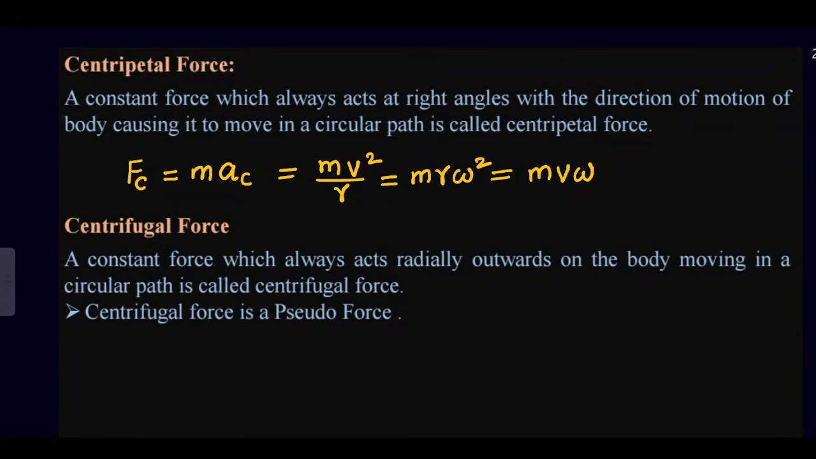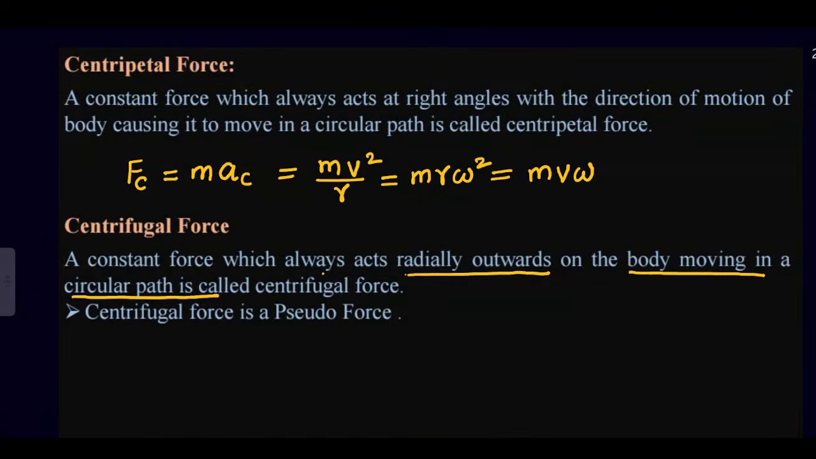That means for the body to move outside, there is some force acting on the body. But that force is physically not visible to us, but the force exists. That force is called centrifugal force. A constant force which acts radially outwards on a body moving in a circular path is called centrifugal force.